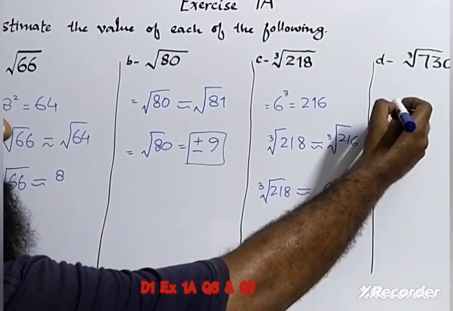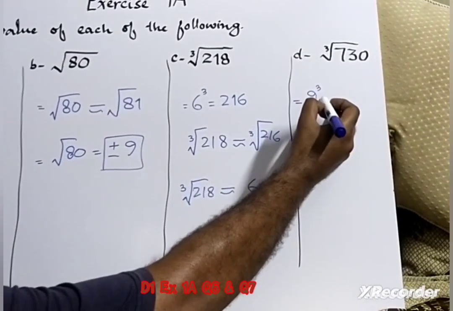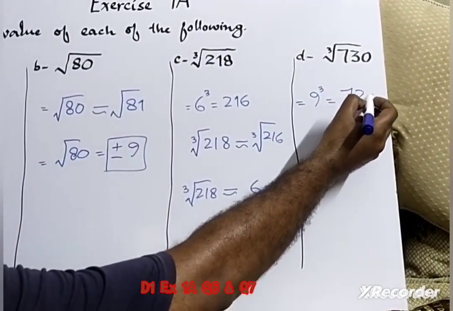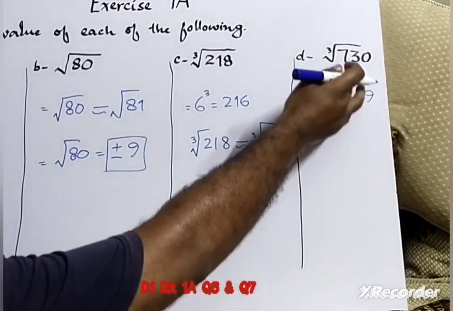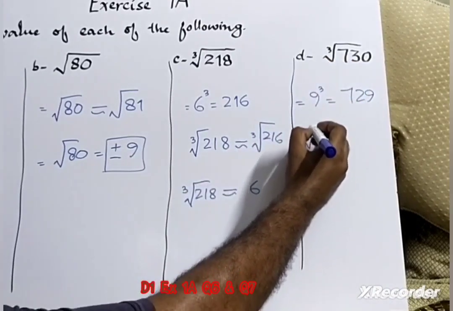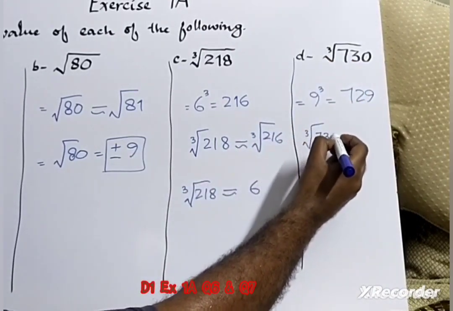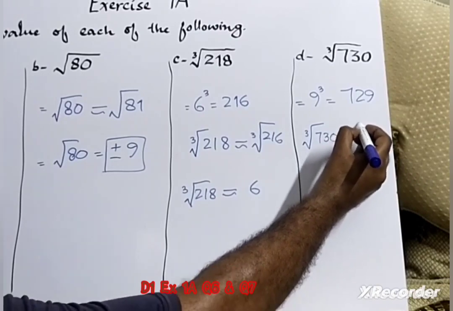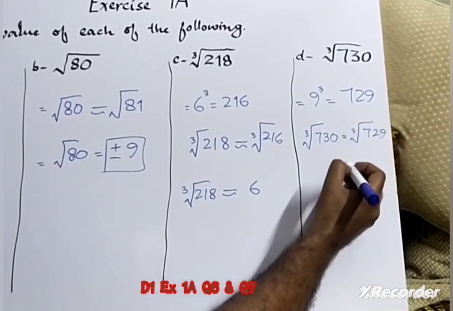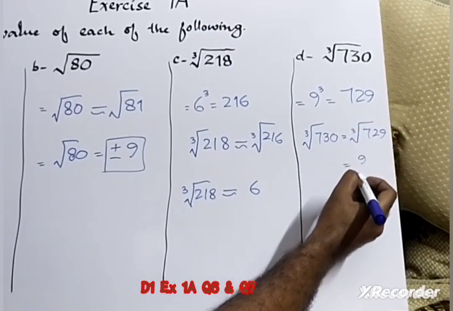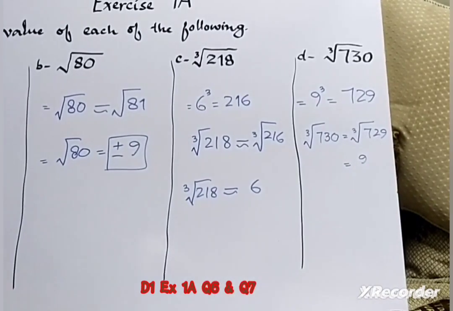Since the cube of 9 is 729, and 729 is closer to 730, we can write the cube root of 730 as approximately the cube root of 729, and that is 9. So this is our answer.